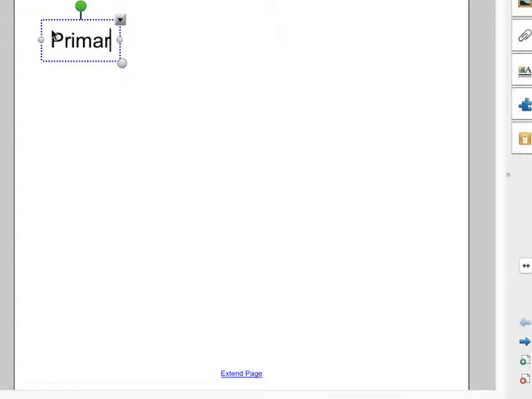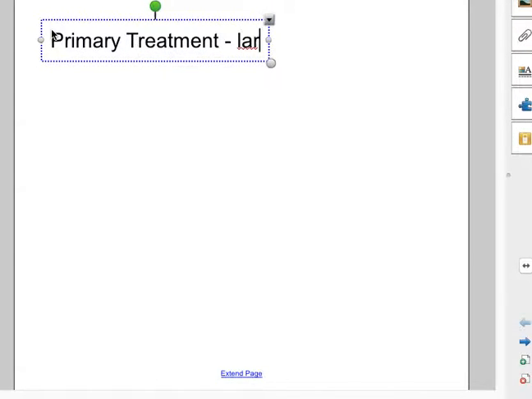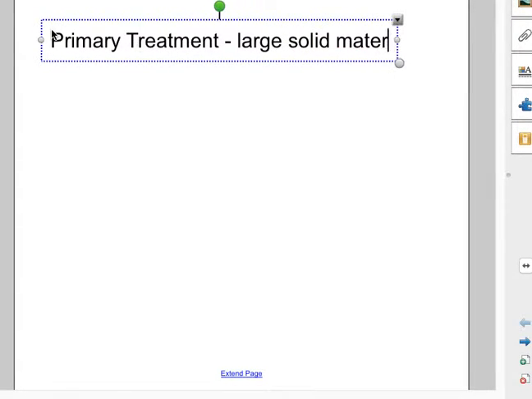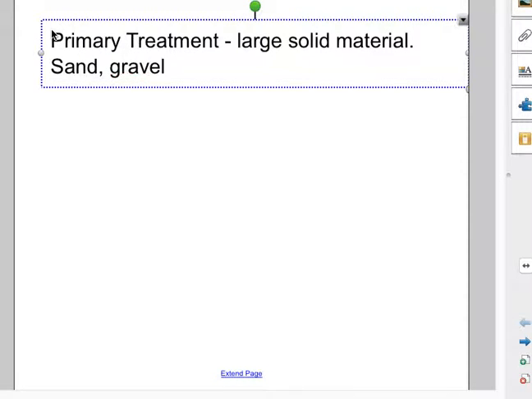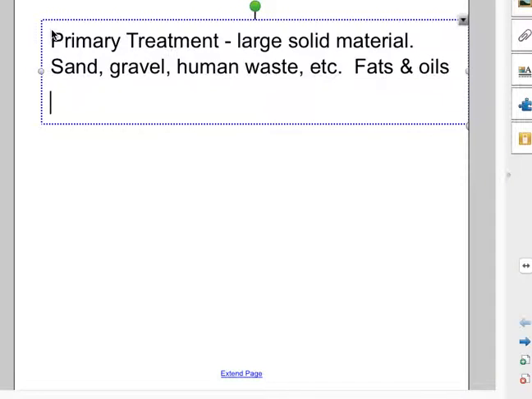Okay, primary treatment. As you remember from our last slide, primary treatment removes large, solid material. It could be sand, gravel, human waste, etc. It could even be fats and oils are listed here as a possible primary treatment.